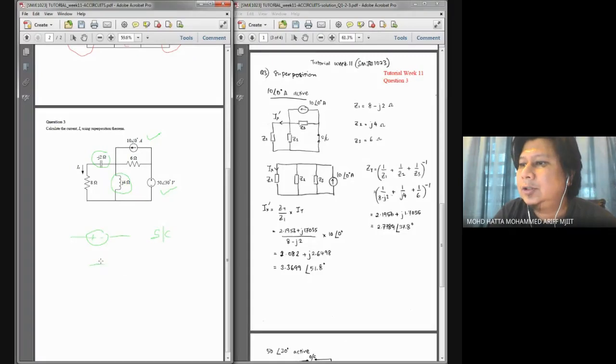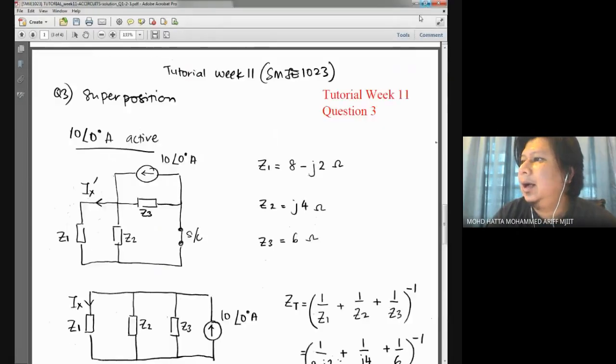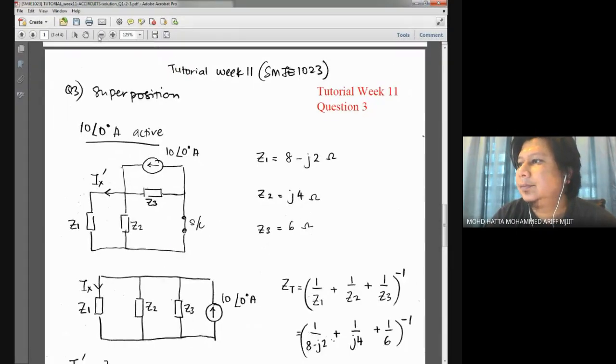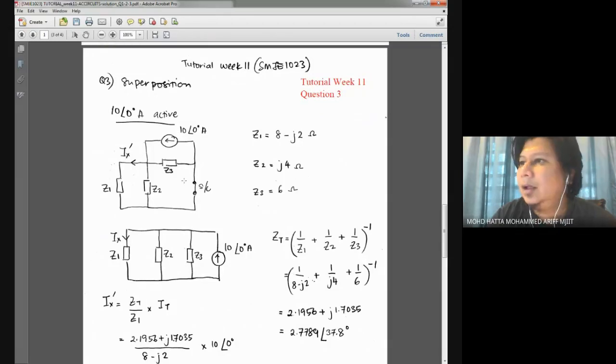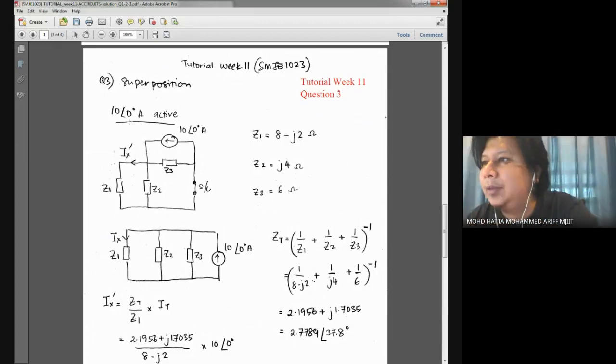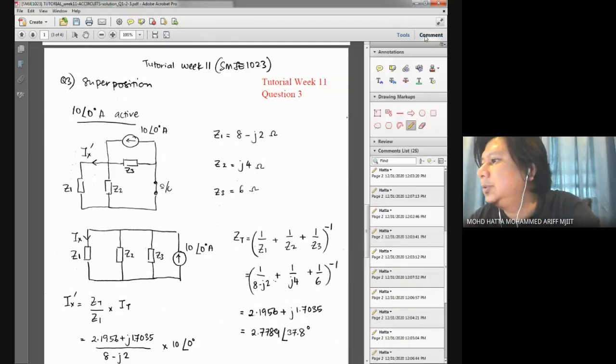And for current source, later on, we should treat it as an open circuit. Okay, this is what happened in the solution. If you look at the solution, the first one I consider this current source as my active source, 10 with the angle of 0 degree ampere. So this is the active source that I'm considering.